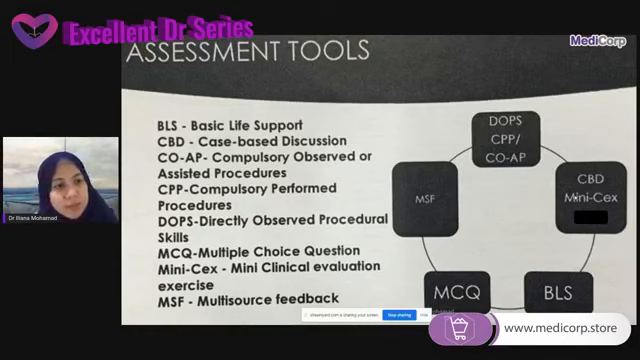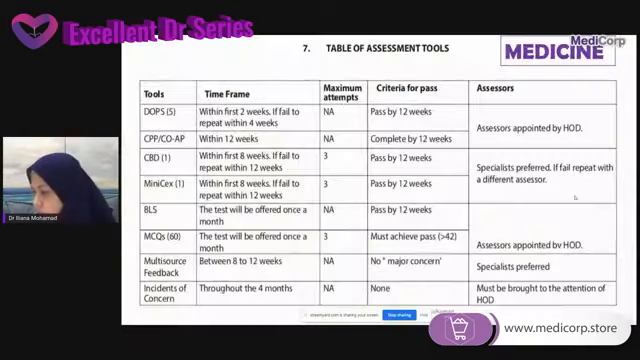Okay, so that is your component or assessment tools. Next, we will see what are the deadline or schedule in which you need to pass at each component, okay. So, okay, this is taken from the medicine logbook for houseman. So, let's focus here. This is your tool which we went through together just now. And next to it is the time frame in which you should pass or attempt the assessment, okay.